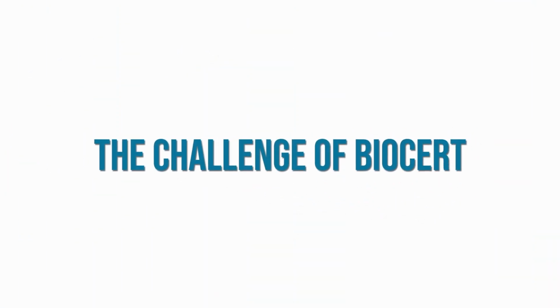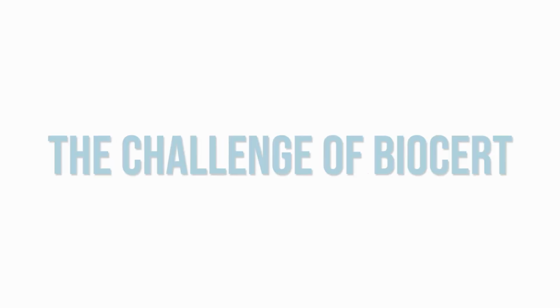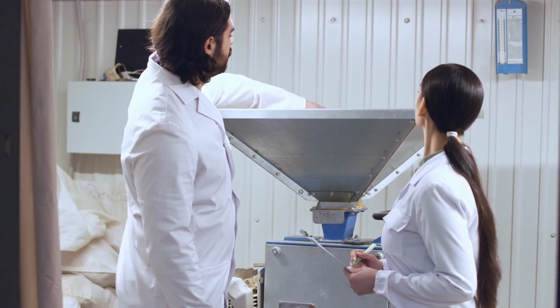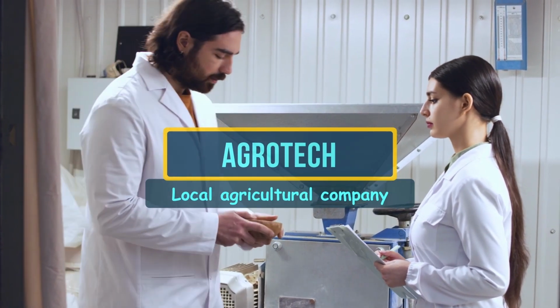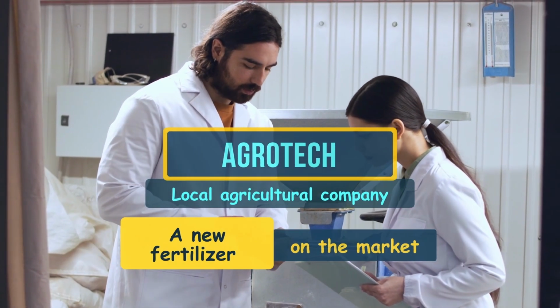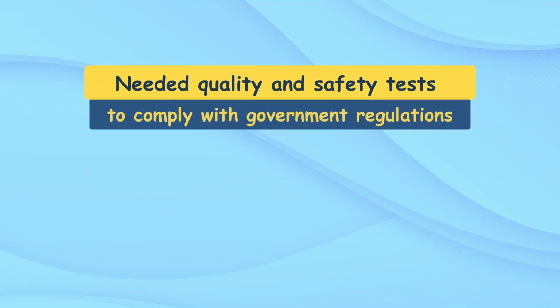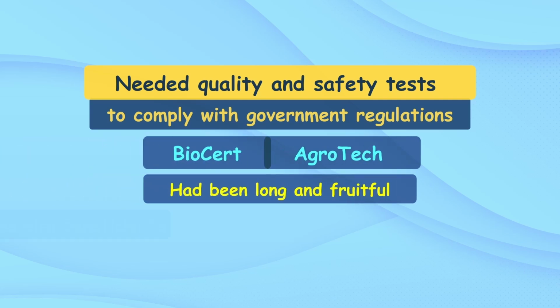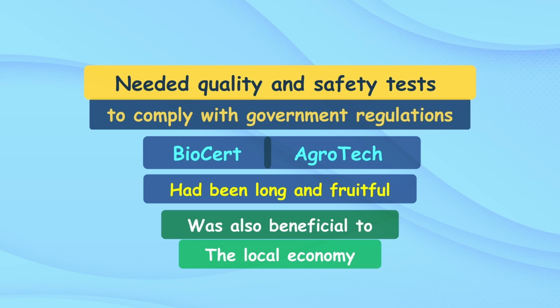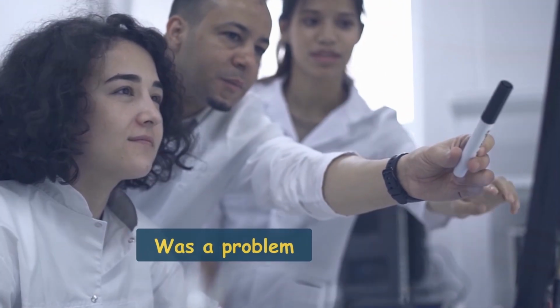The challenge of BioCert. One day, BioCert received a request from a large client, Agrotech, a local agricultural company that was about to launch a new fertilizer on the market. Agrotech needed quality and safety tests to comply with government regulations. The relationship between BioCert and Agrotech had been long and fruitful, and Agrotech's success was also beneficial to the local economy. However, there was a problem.